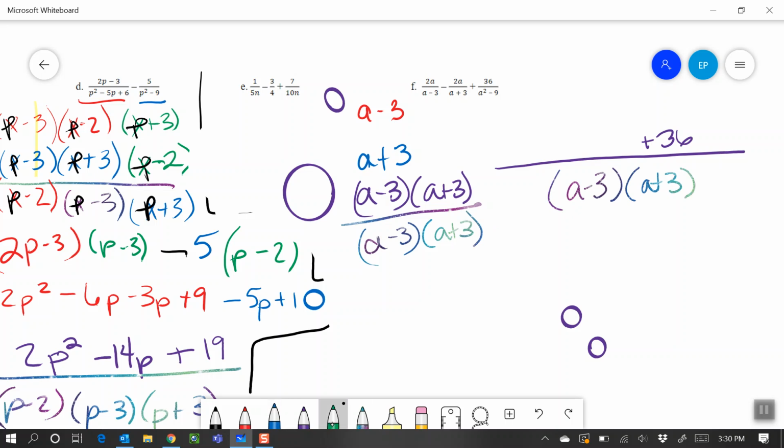In order to make the blue one become that, I need the a minus 3, and to make the red one become that, I need a plus 3. So I'm going to have a plus 3 and an a minus 3. For the red fraction, it's going to be times 2a minus, a minus 3 times that wonderful blue 2a.